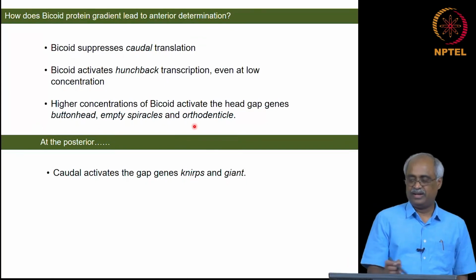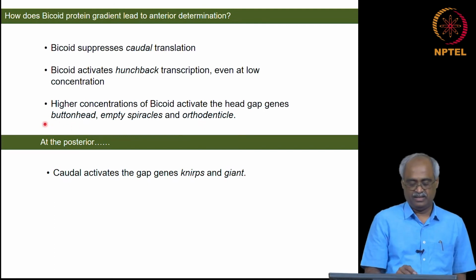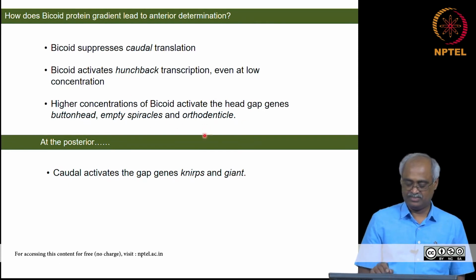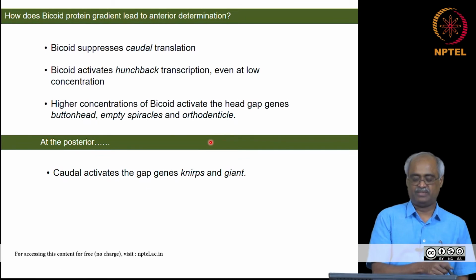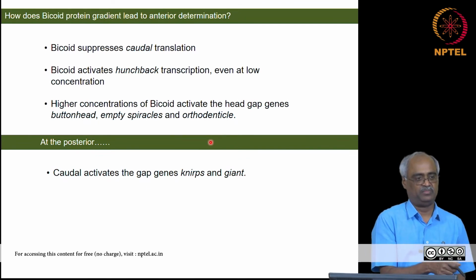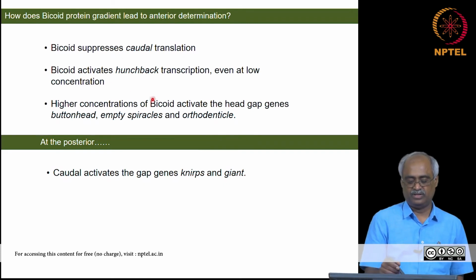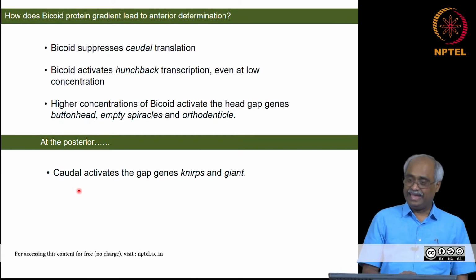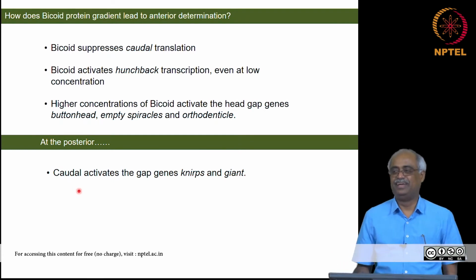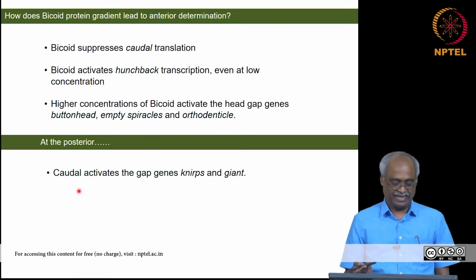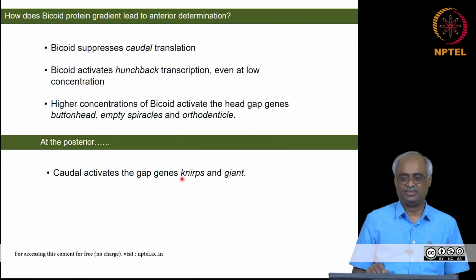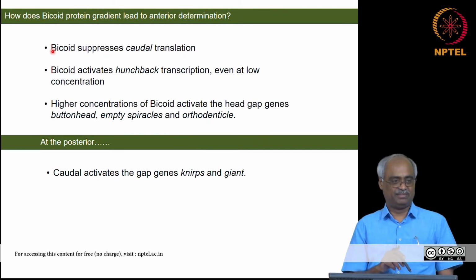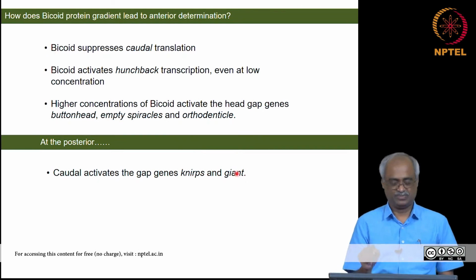So, higher concentrations, yeah, here are those names. Higher concentrations of bicoid at the very extreme anterior activate, yeah, this is the name I forgot, buttonhead, empty spiracles and orthodenticle. These are the gap genes that are activated by the highest concentration of bicoid at the anterior most, and slightly less concentration is good enough to activate hunchback. And at the posterior, caudal again is a transcription factor, and that is going to activate posterior gap genes, and they are knirps and giant. Okay, these two are activated. You are going to find later that giant is actually activated by bicoid as well. So, giant is going to be produced in two places.